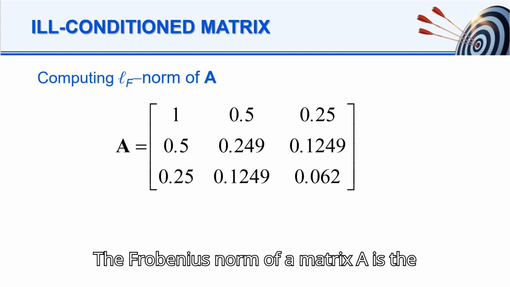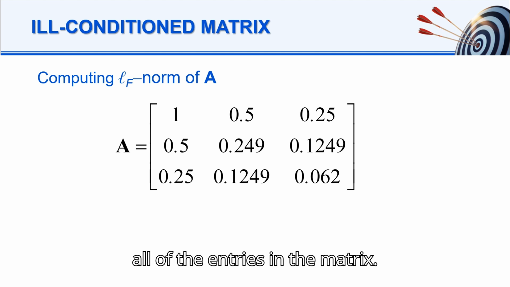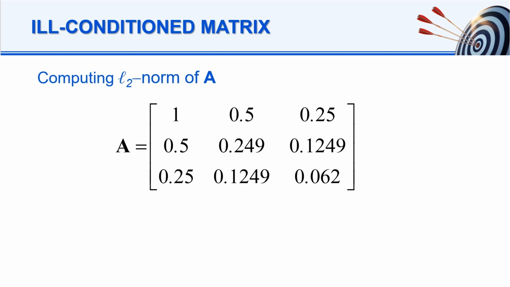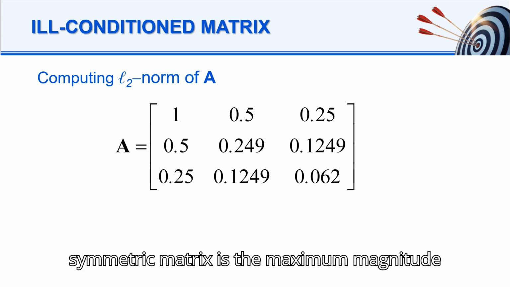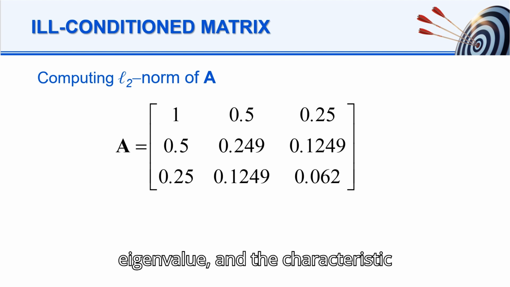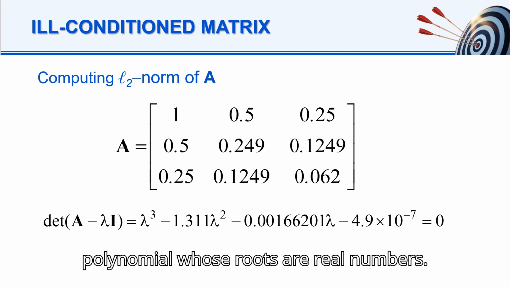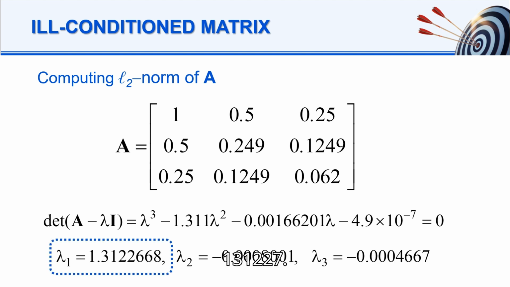The Frobenius norm of a matrix A is the square root of the sum of the squares of all of the entries in the matrix, which for matrix A yields 1.31227. The L2 norm, or the spectral norm, of a symmetric matrix is the maximum magnitude eigenvalue. And the characteristic equation of the matrix A is a cubic polynomial, whose roots are real numbers. And the maximum magnitude eigenvalue is 1.31227.